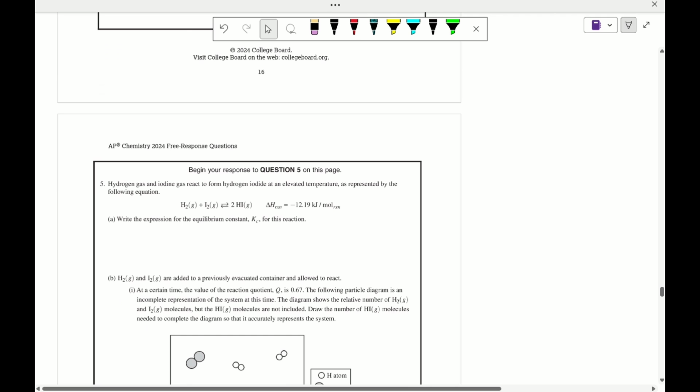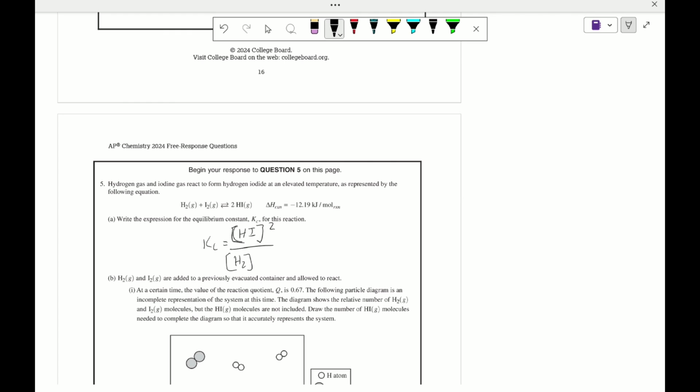So this is just asking for the expression for the equilibrium constant. Kc would be HI, and then that'll be squared, over H2 times I2. So this would be squared because it forms two products.